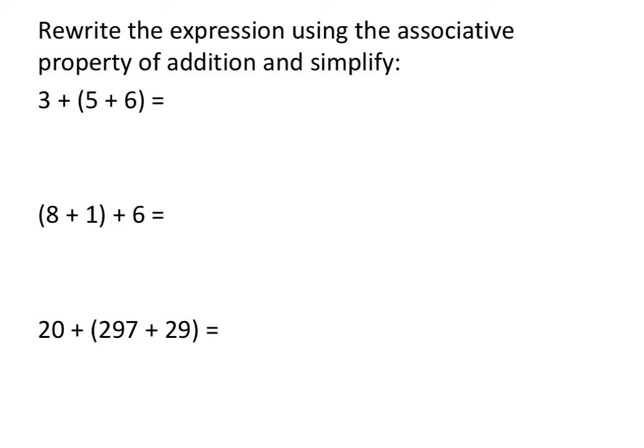So right here it says, rewrite the expression using the associative property of addition and simplify. On the homework, you're going to end up with 3 boxes, and I'm going to explain all 3 boxes for each of these 3 examples, okay?